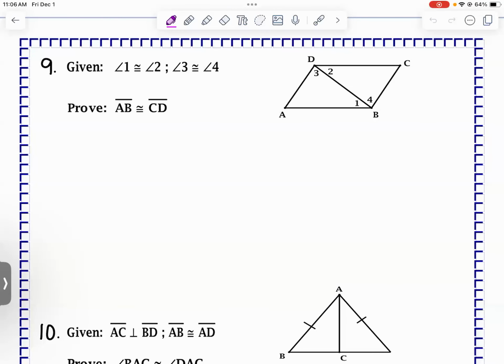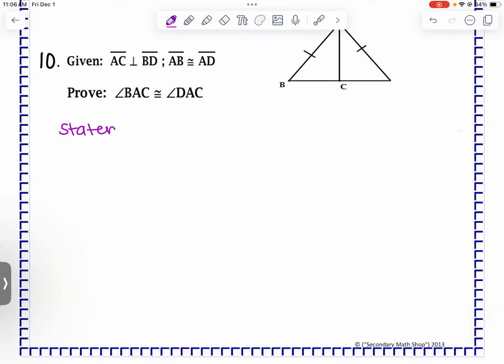Let's go, just to save us some hand cramping. Let's go to numbers 9 and 10 in your packet. Okay, number 9 is basically just like the one we just did, so we're not gonna go through that one, but I wanna go through number 10. Okay? So what I want you to do is make your little table for statements and reasons.